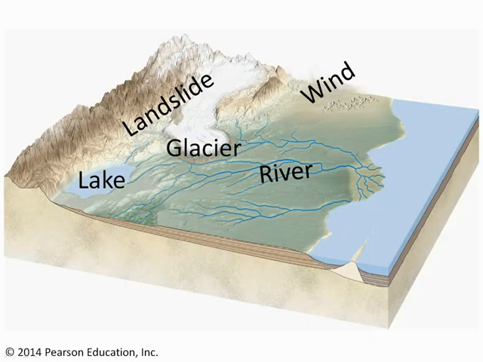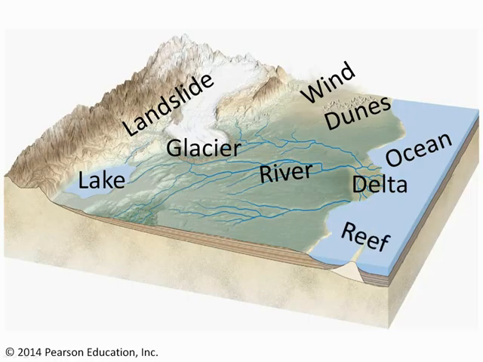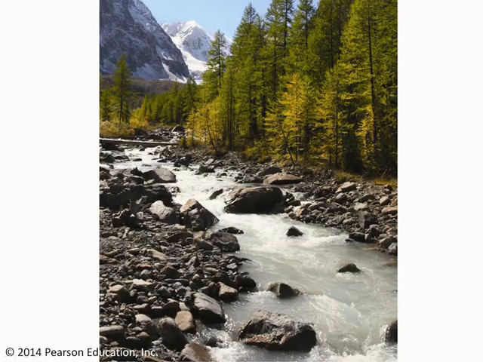Perhaps wind is blowing over some areas where there's less vegetation, picking up sediment and carrying it through the air. Maybe that sediment is piling up in dunes. Where the river meets the sea, it slows down and dumps sediment in a delta. The ocean itself is full of many different sedimentary environments, and one of those is a reef. So here's an example of that.